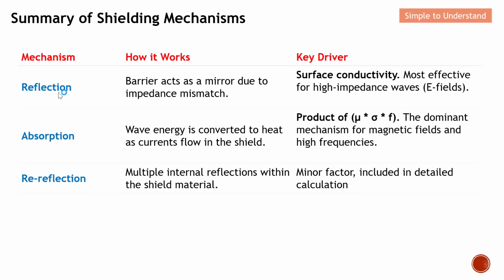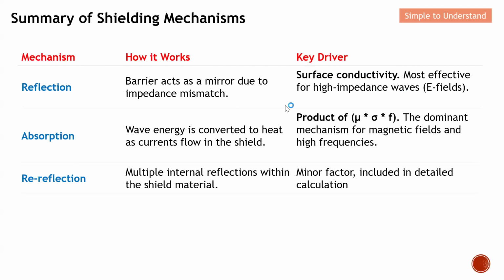Basically, reflection acts like a mirror, and because of impedance mismatch, the E field has a high impedance, while the conductive shield is most of the time low impedance. Therefore there is a high impedance mismatch, and hence reflection is very effective against the E field. The key driver is the surface conductivity, so it is most effective for high impedance waves.